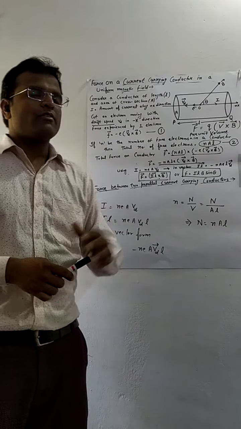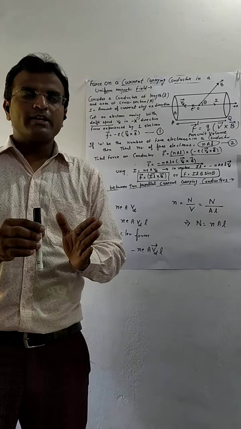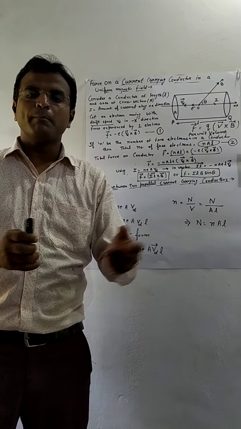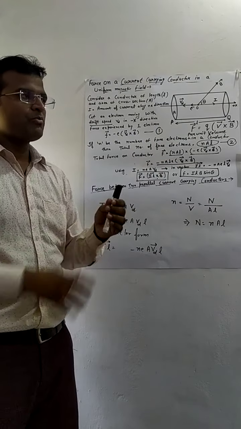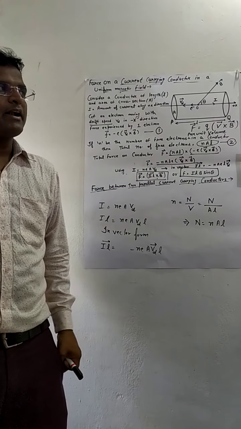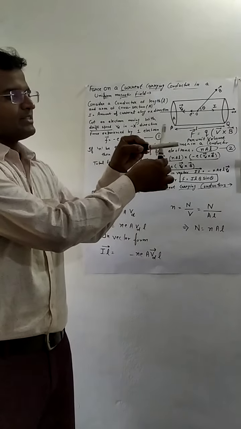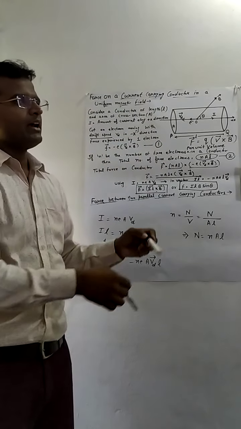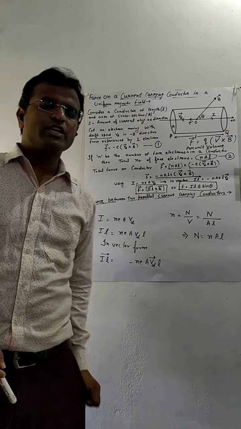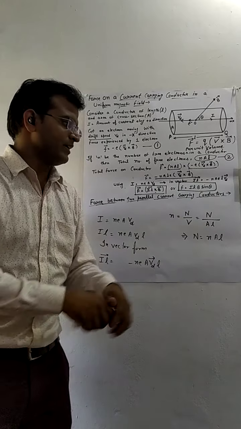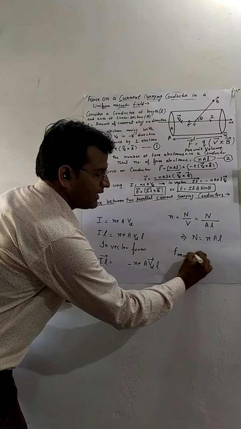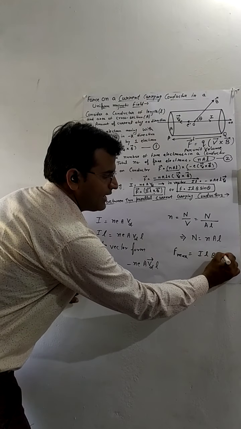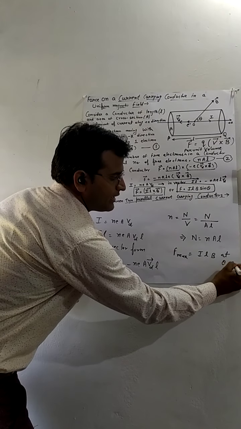When the direction of current is perpendicular to the direction of magnetic field, then the direction of current and the direction of magnetic field are perpendicular to each other. In this case, the angle is 90 degrees and the force is maximum, which is equal to ILB. The maximum value of force is ILB at theta equal to 90 degrees.